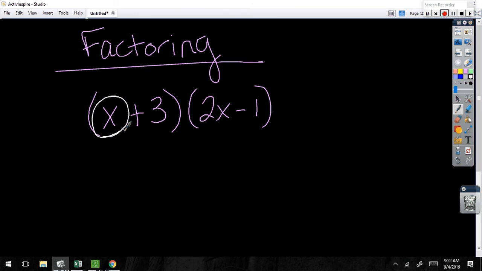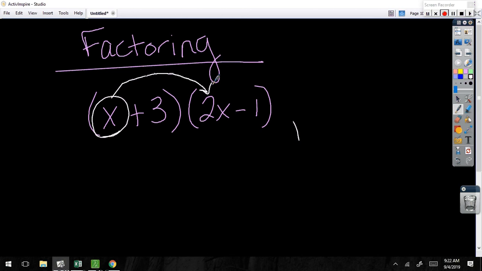I don't use foil a whole lot, the terminology foil, because when these are not binomials, that doesn't work. I just generally use distribute, but y'all learned it as foil. So when I foil or multiply or distribute, I take the first term and it has to hit everything in the second set of parentheses.